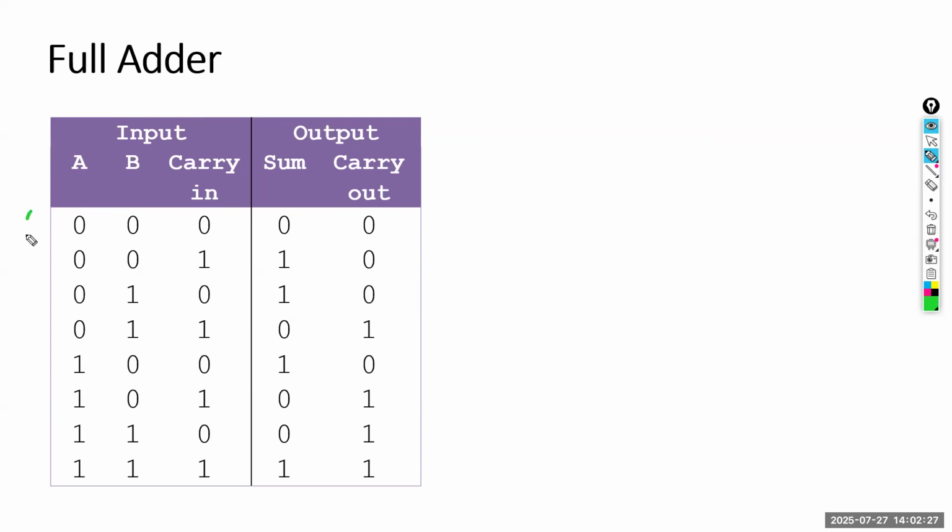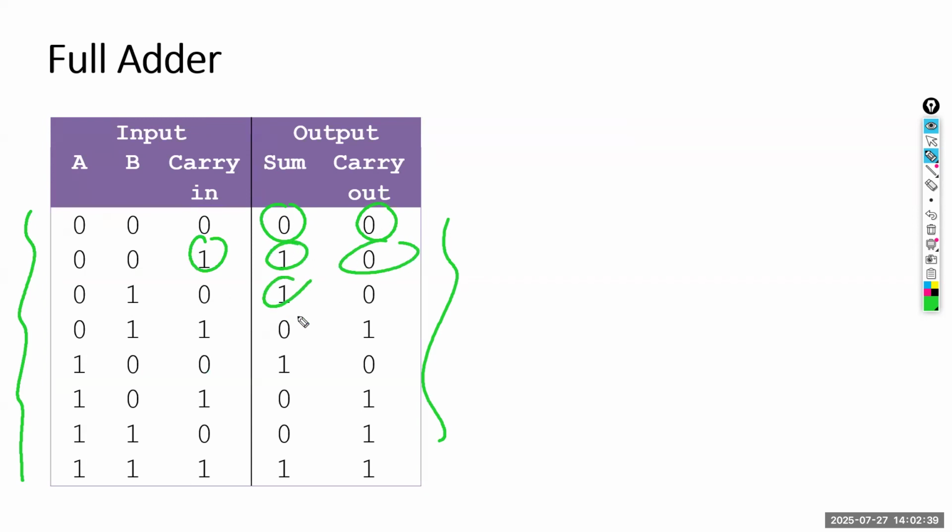So therefore, there are 8-bit patterns, and these are the possible outcomes. When all are zero, sum is zero, no carry out. When one of the values is one, sum is one, but no carry. Now we have two inputs, one. Sum is one, but no carry.